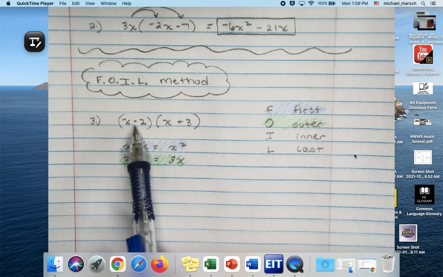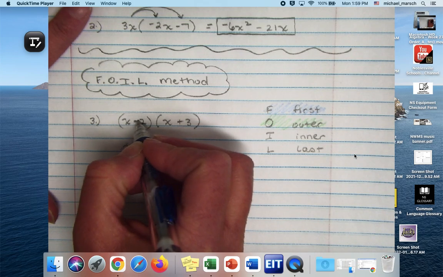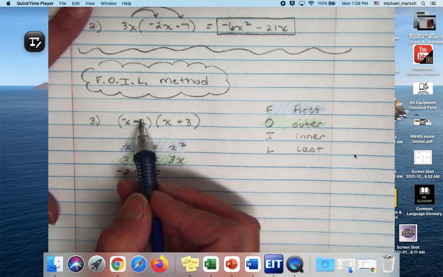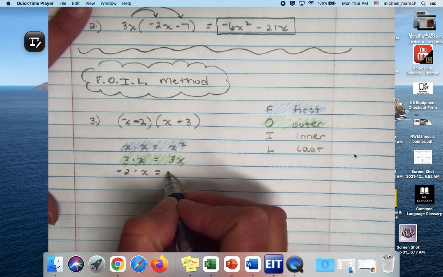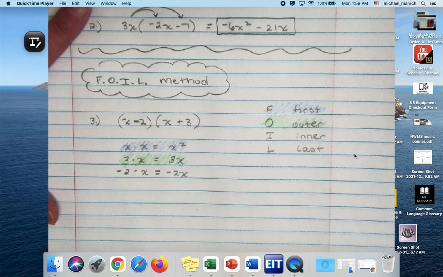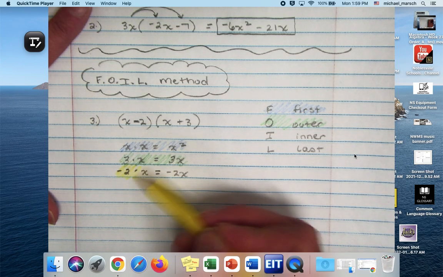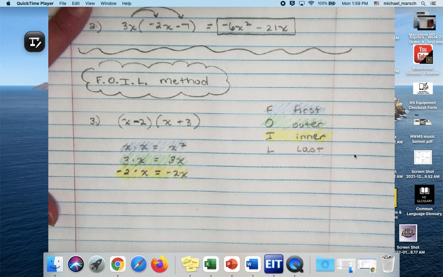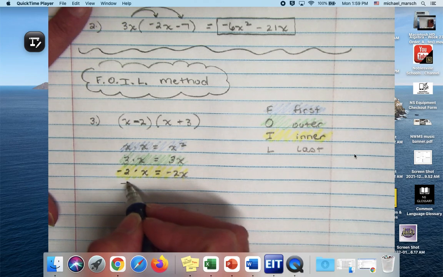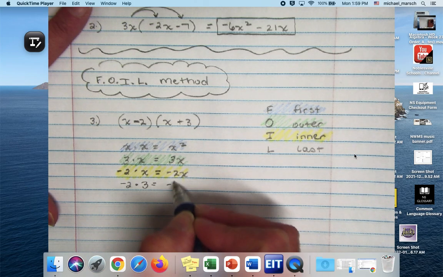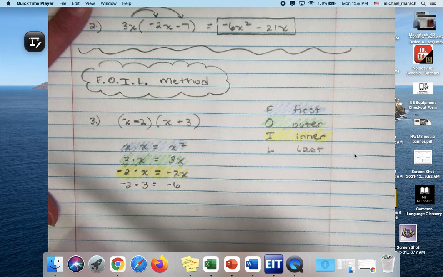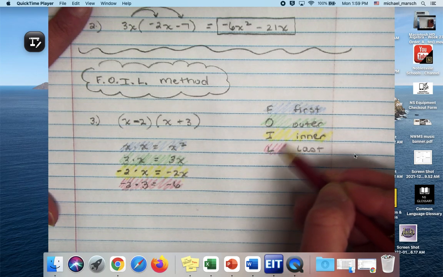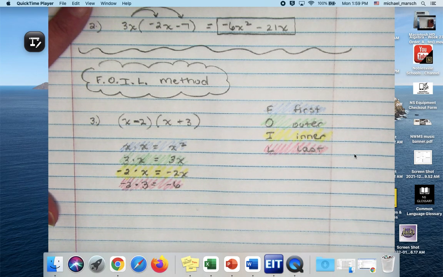The inner, now this is where it gets a little complicated. This is a minus, right? So it's going to be negative 2 times x, because this is a negative 2 times a positive x. That's going to be yellow. And then last is going to be negative 2 times 3, which equals negative 6. And we'll make that red. Don't pick up your pencils yet. Put your pencils down.